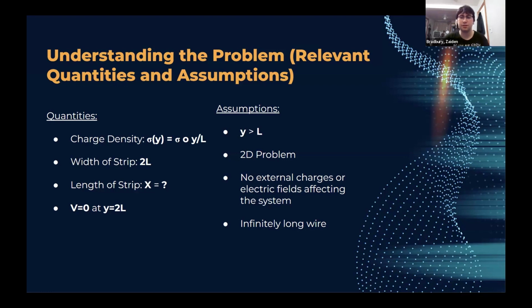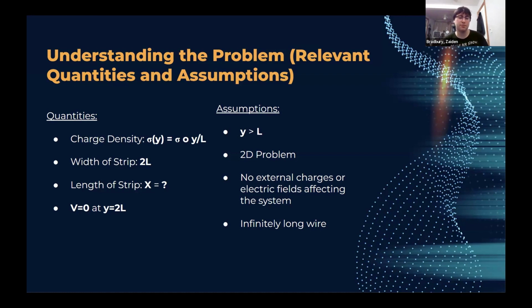Some assumptions that we can make: we know for this problem that we need to identify it at the points where y is greater than L, so we're only focused on those points. Another assumption we can make is that this is a 2D problem. We're only dealing with this problem in the x and y axes. It's not three-dimensional. We're dealing with just the strip as a two-dimensional object.